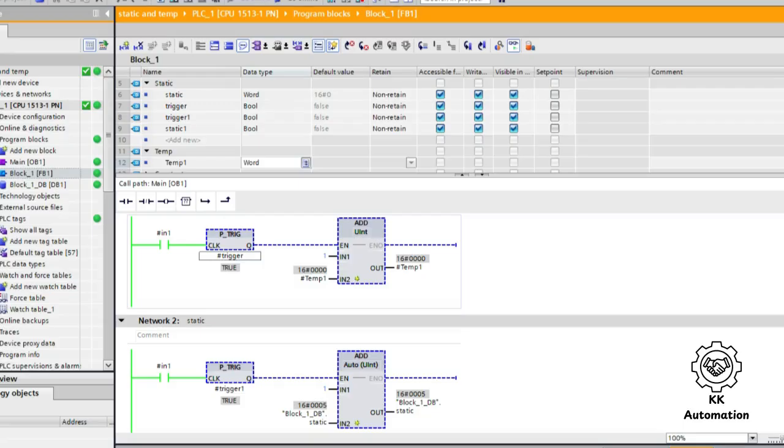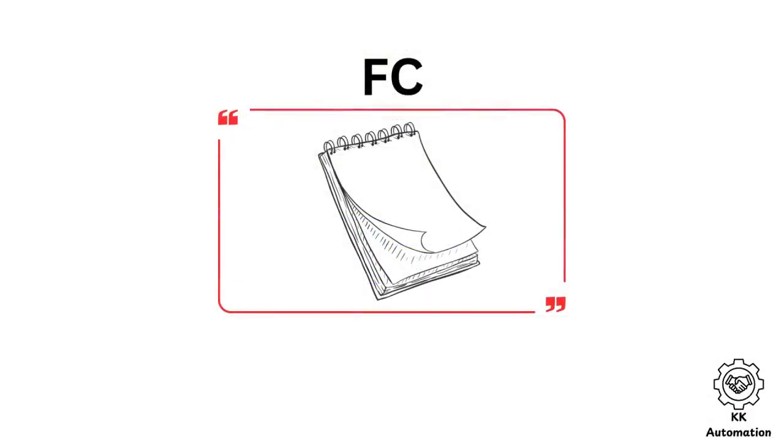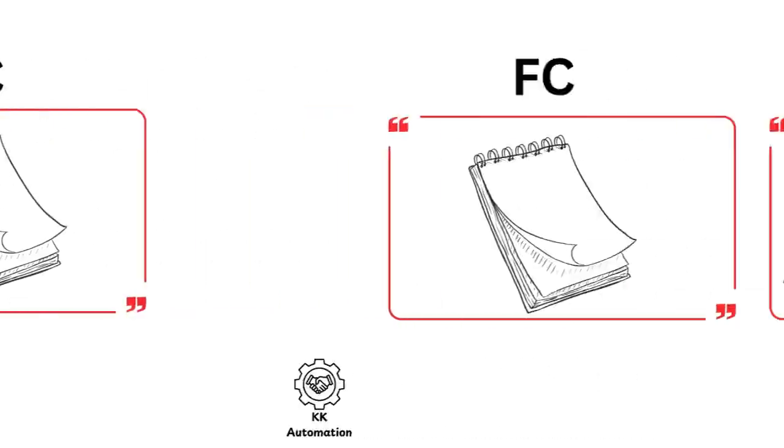The FC versus FB. This brings us to one of the most important distinctions in this programming environment, the difference between a function, or FC, and a function block, or FB. A function, FC, by design only has temporary memory. It's just a Scratchpad. It cannot have static variables. This is why you can't use an FC to build a counter that remembers its value.